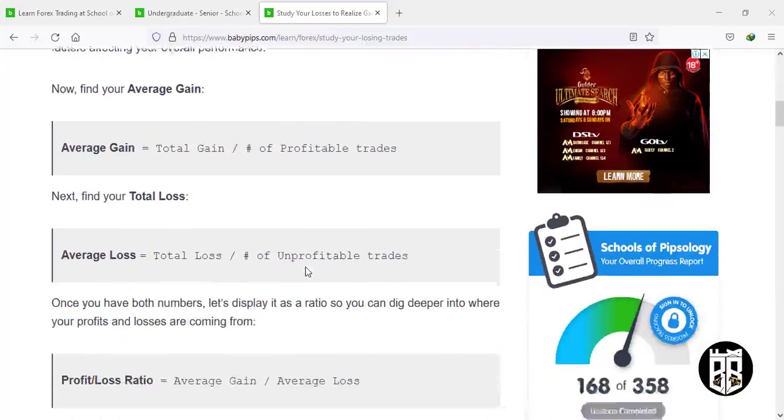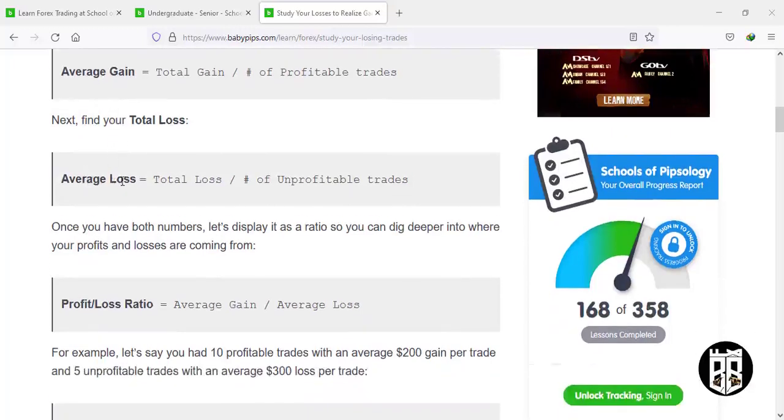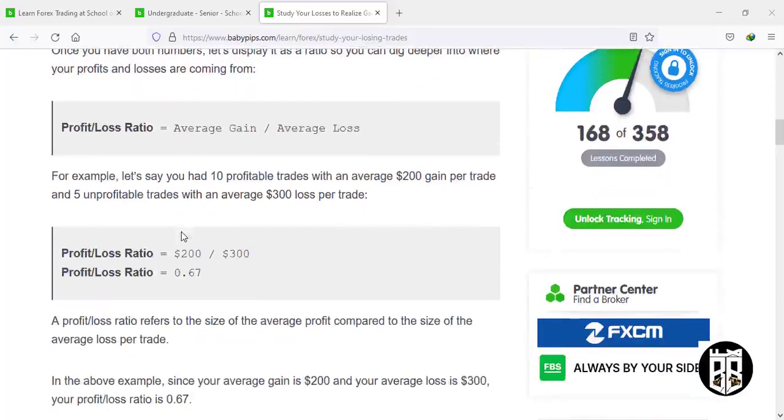Now, the first thing you want to do is find your average gain. You can find it when you get the total of your gains and divide it by the number of profitable trades. That's your average gain. Next, find your average loss, which is your total losses divided by the number of unprofitable trades. Once you have both numbers, let's display those in terms of a ratio, so you can begin to dig deeper into your profit and losses and know where they are coming from.